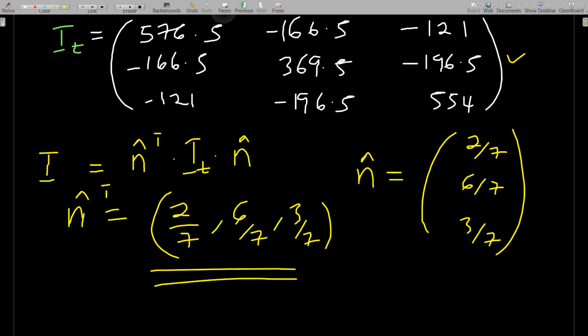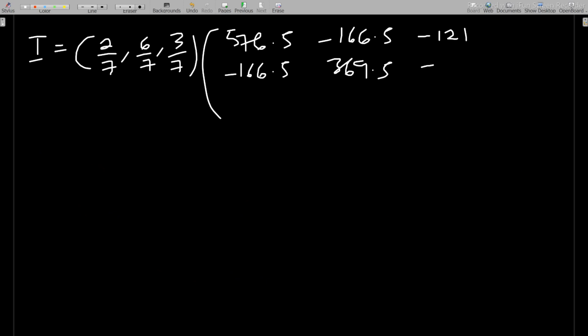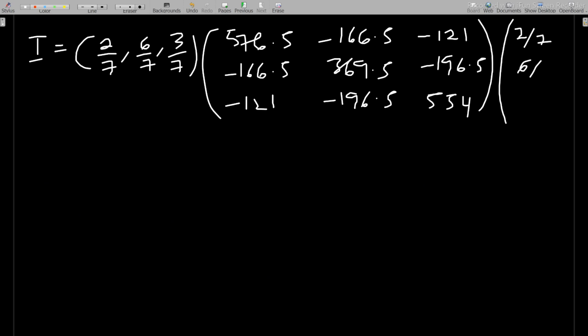So now with this thing there, what we have to do is I will then be equal to, we said we are choosing n cap transpose to be this: 2/7, 6/7, 3/7, then multiplying our inertial tensor, which is 576.5, negative 166.5, negative 121, negative 166.5 again, 369.5, negative 196.5, negative 121, negative 196.5, and 554, multiplying 2 on 7, 6 on 7, and 3 on 7.